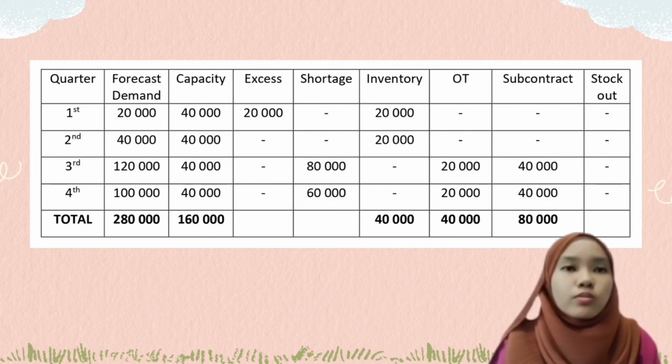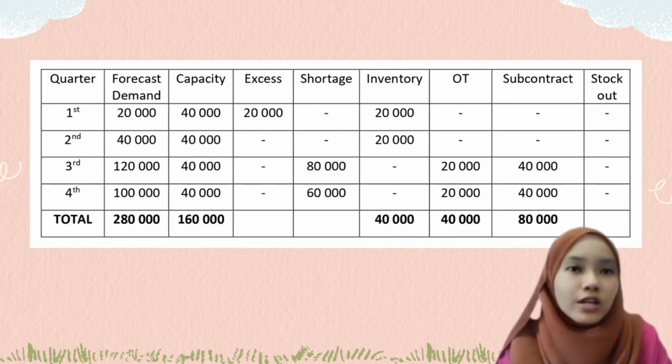So it has to be placed in the OT and subcontract section because it is negative. Thus, 20,000 units in the OT division and 40,000 units in the subcontract division. Therefore, the inventory will be zero. Lastly, the fourth quarter had 60,000 units in the shortage section. There was a decline in the inventory section to negative 60,000 units because zero from the third quarter was subtracted by 60,000 units. This made it placed in the OT division of 20,000 units and subcontract of 40,000 units. For the stock out part, there is no addition or subtraction there.